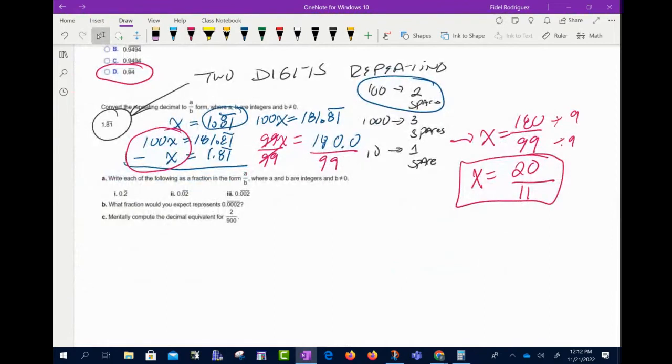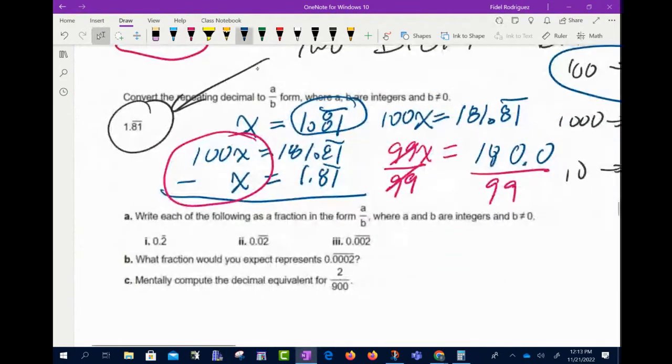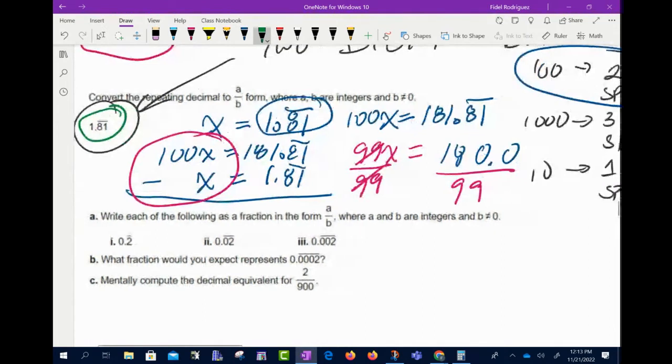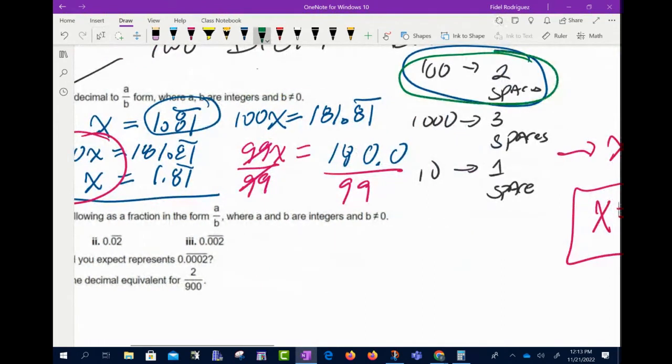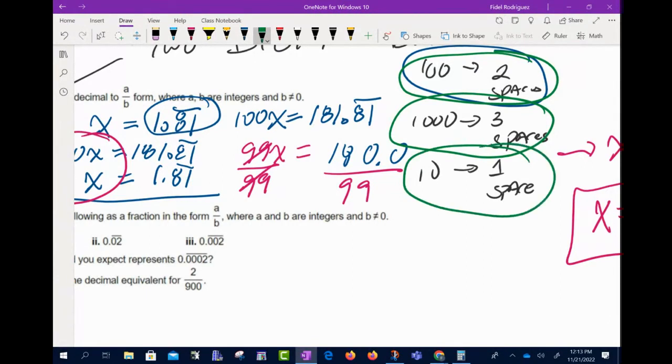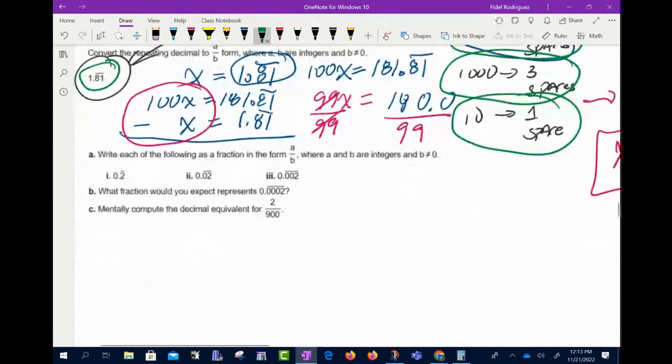Now, what I want to explain, y'all, is the process and how I did this, okay? The first thing I noticed about this problem was that I had 2 numbers that were repeating. So if I have 2 numbers that are repeating, I'm going to multiply by 100, because 100 will move my decimal point 2 spaces, okay? If I had 3 numbers that were repeating, I would have multiplied by 1,000. And if I had only 1 number that was repeating, I would have multiplied by 10, okay? So look, let me show you what I mean by that, y'all, in the next problem here, okay?